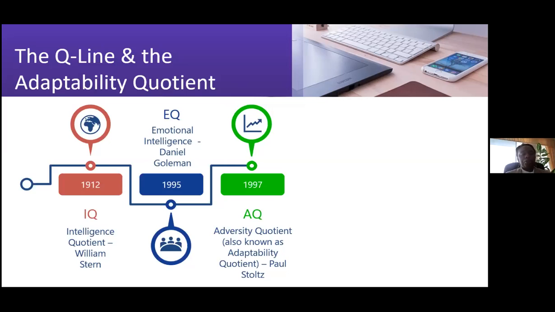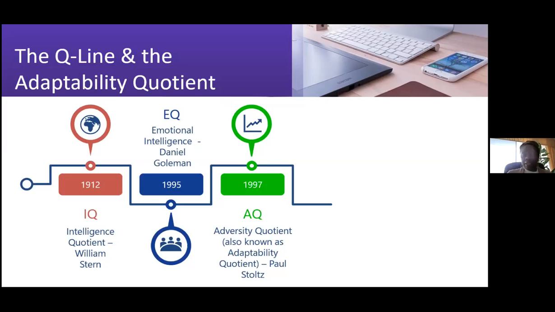And then we get to AQ, the adaptability quotient, also known as the adversity quotient. And that's looking at, okay, I have these changes that I've encountered. How do I respond to them and be able to still keep going, still perform, still be productive? And that was introduced to us a couple of years after EQ by Paul Stoltz.